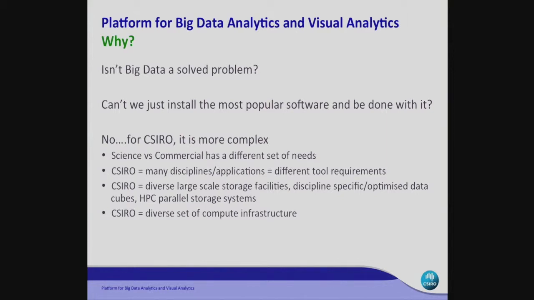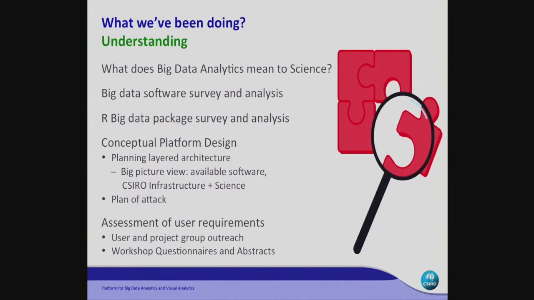In CSIRO, we cover many different disciplines and many different applications. We have different requirements. And we also have diverse large-scale storage facilities, for instance. So how do we actually connect all this together when you have one dataset sitting on that cluster, another one sitting on the new one, which is just coming up? And how do we also connect compute infrastructure? How do you talk from a GPU cluster to a standard HPC cluster, and so on?